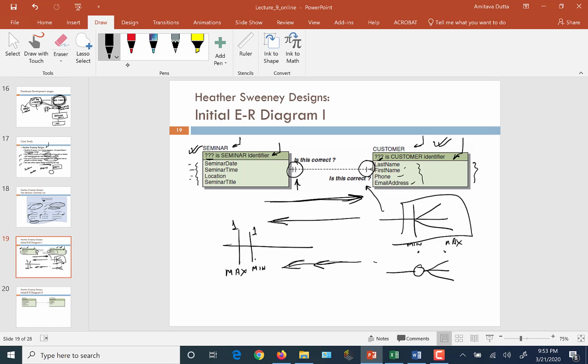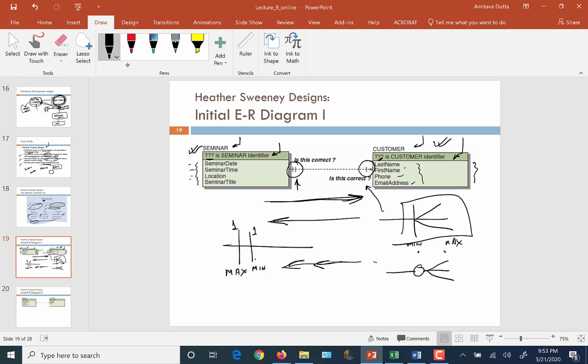Okay, so this is what the symbol says, and I'm not entirely convinced that that is correct, because you could have a customer who says, oh, I will come to your seminar, and then finally doesn't show up. And it's also possible that you could have another customer who attends 5 of Heather Sweeney's seminars. I don't see any reason why a customer should be restricted to attending only one seminar. They might attend more than one.